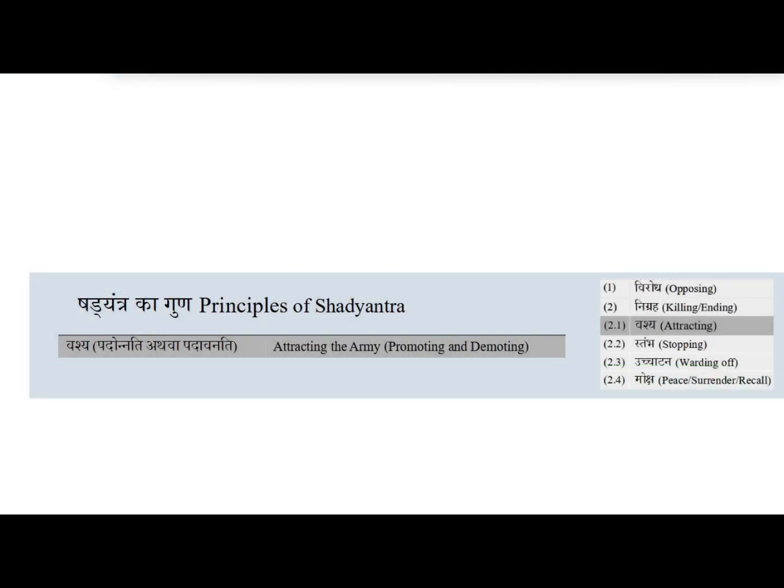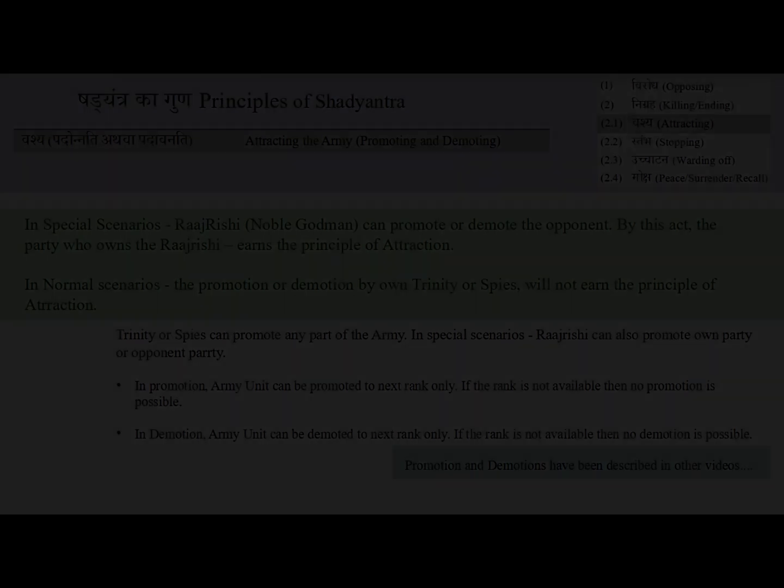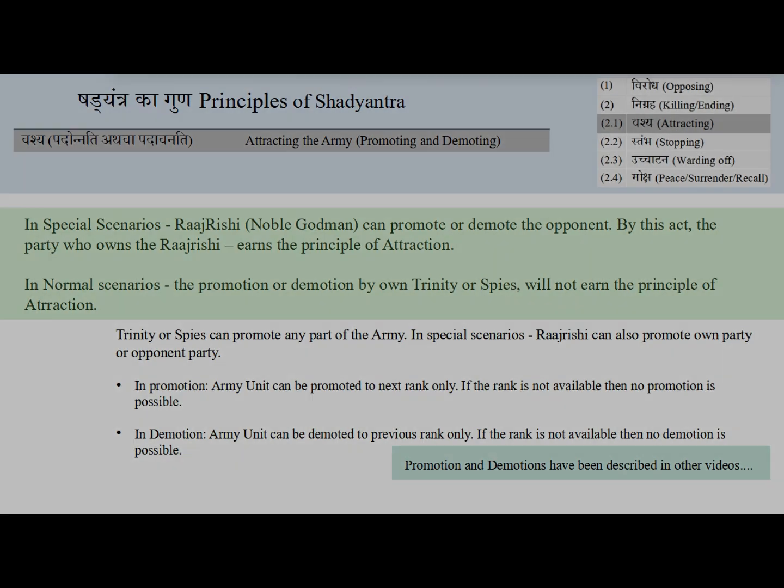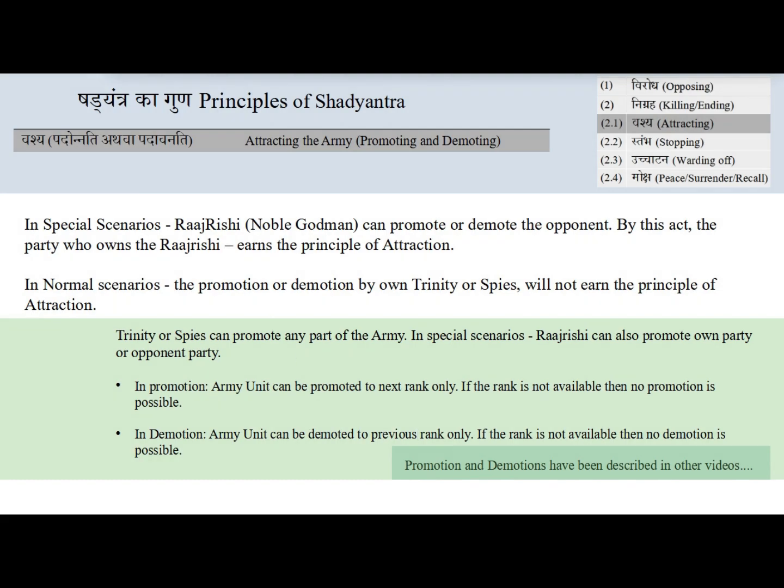Let's discuss the third principle, which we have marked as 2.1 because it is a dependent principle on Nigraha. This principle is called Vashikaran or attraction. In special scenarios, the Raj-Rishi, noble godman, can promote or demote the opponent. By this act, the party who owns the Raj-Rishi earns the principle of attraction. In normal circumstances, promotion or demotion by one's own trinity will not earn the principle of attraction. As we know, the trinity or spies can promote any part of the army, and in special scenarios, the Raj-Rishi can also promote own party or opponent army.